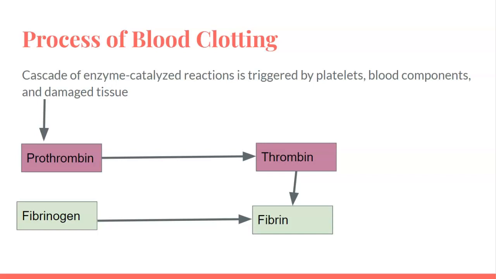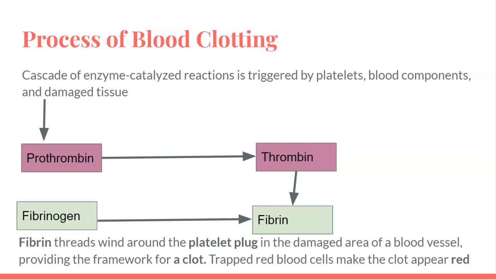Okay, so this is just an example of the cascade effect, which we're going to talk about. You don't need to write it down. I'm just showing you. So there's two players in this. These are the enzymes. There's prothrombin and fibrinogen. Okay. In our notes, we're going to write down what they do. So fibrin is a thread that winds around your platelet plugs.